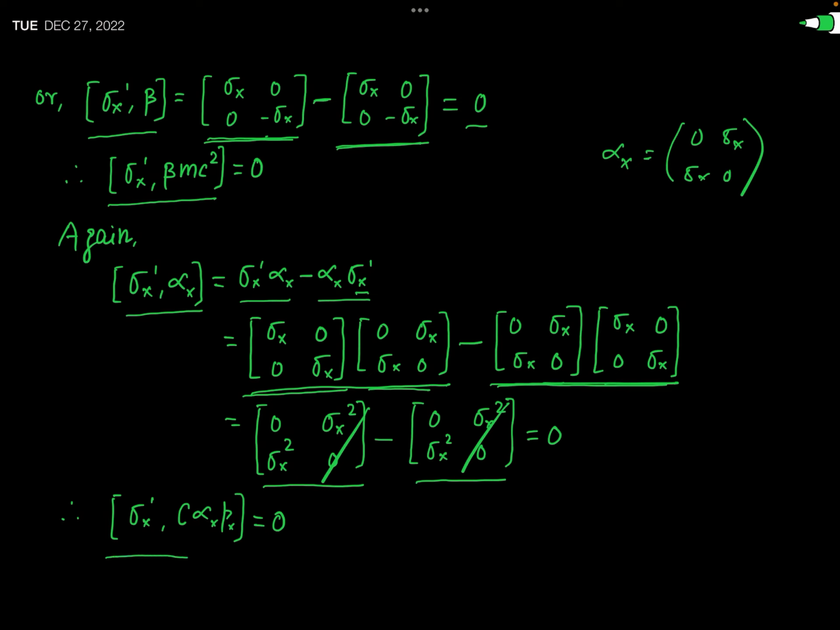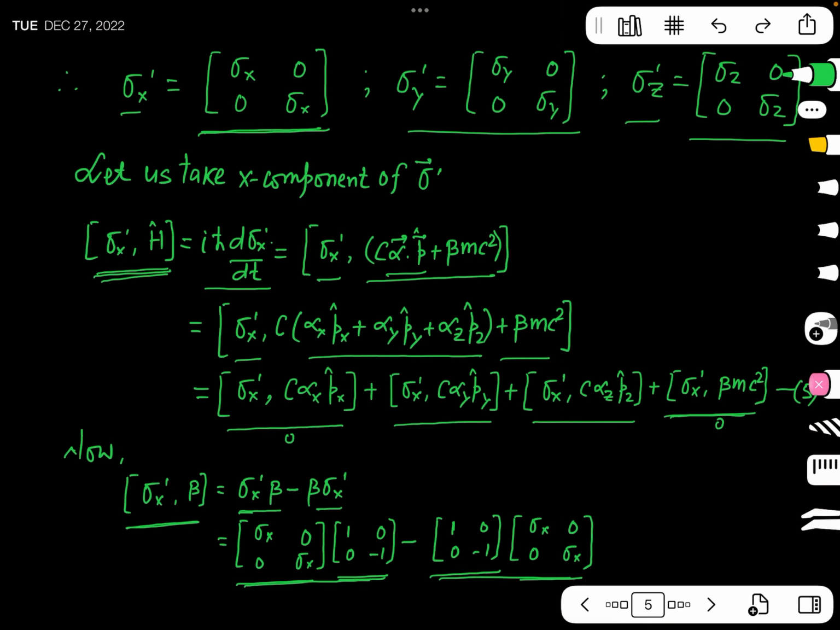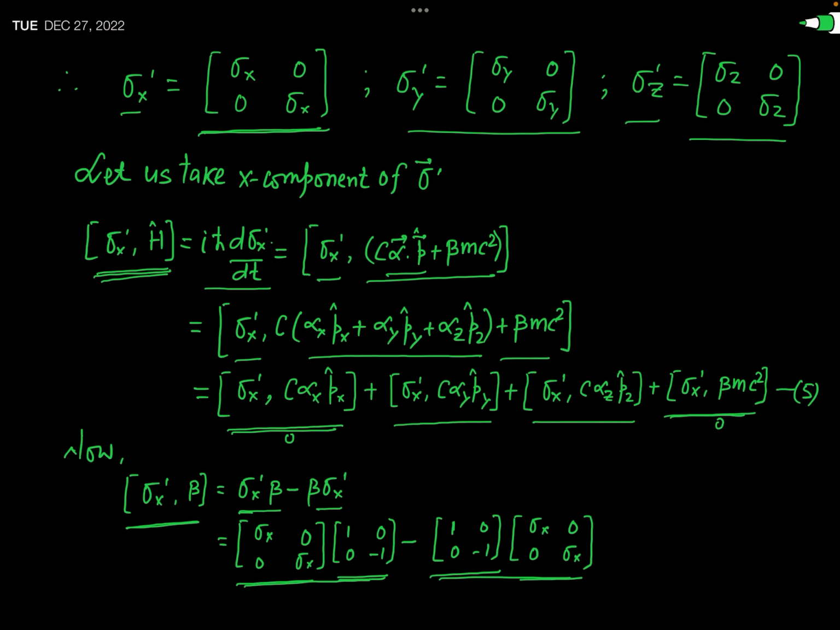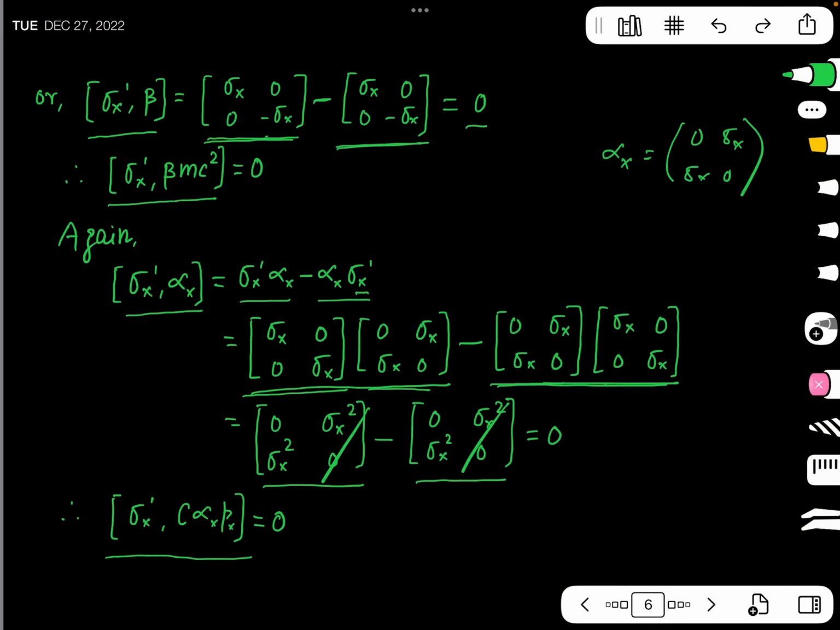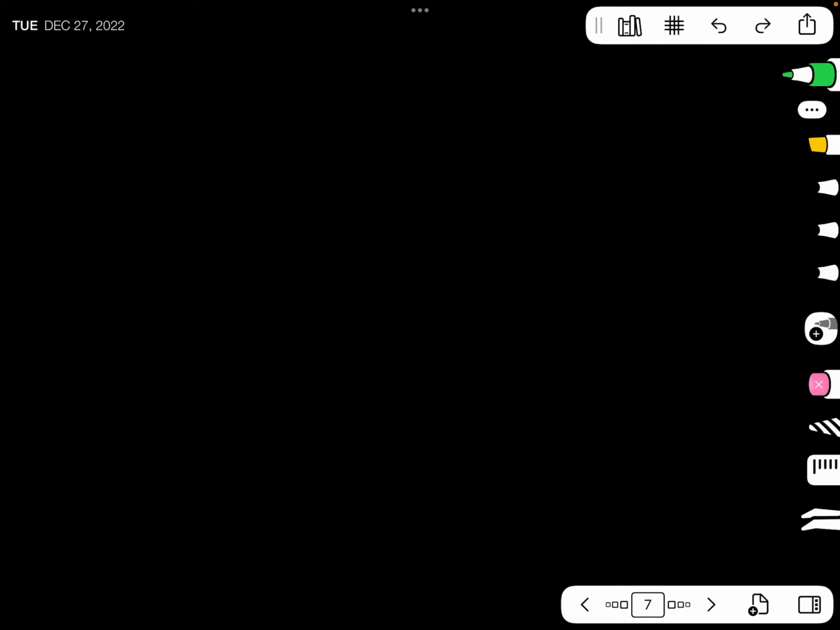So you can easily say that the commutator of sigma x dash and c alpha x p x is also equal to 0. You can see the first term on the RHS of this equation 5 is also 0. So the commutator of sigma x dash and H hat will be equal to the sum of these two commutators, which have been written as the middle term. Now we will try to evaluate these two commutators.